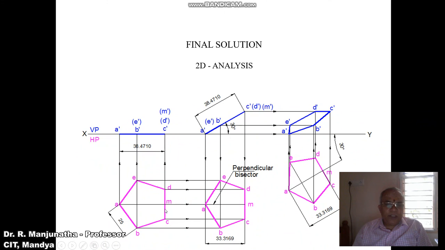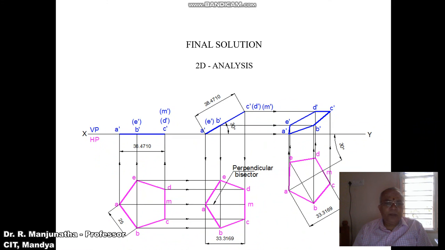And then you measure the midpoint of CD, which will be 12.5 from C or D. You mark this point as M and join A to M with a thin line, so that AM becomes the perpendicular bisector. Then join A to B, B to C, C to D, D to E, and E to A with a dark line. Now we need to draw the front view.